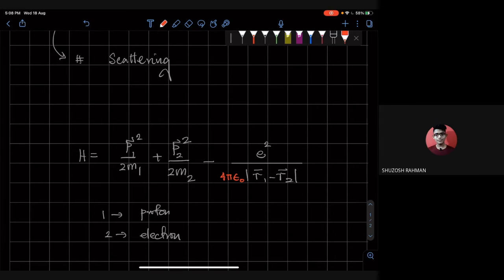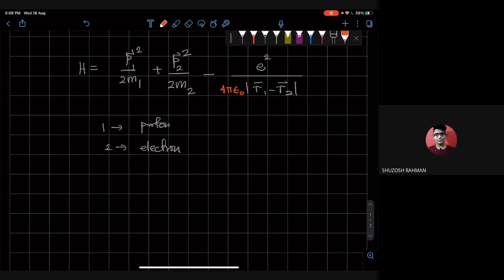So the Schrodinger equation is simply going to be the Hamiltonian operator H acting on some wave function, and this wave function is now a function of x1 and x2. And we are solving the time-independent Schrodinger equation, so there is no time dependence. So E is the eigenvalue, the total energy eigenvalue. So this is the equation we want to solve.